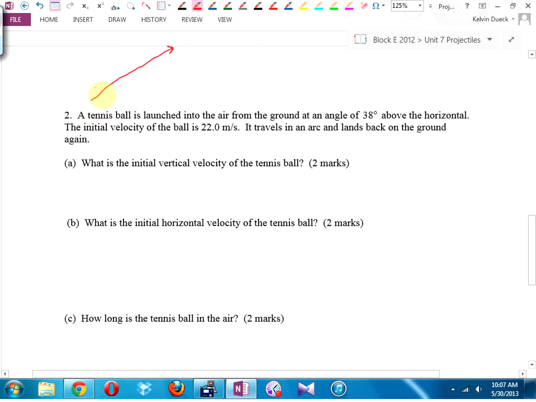And the angle is 38 degrees, and we're going to have Vx, and we're going to have Vy initial. I know I've asked this before, but I'll ask it again. Jordan, how come I put initial on the Vy, but I didn't put an initial on the Vx? Okay, Vx is constant, right?